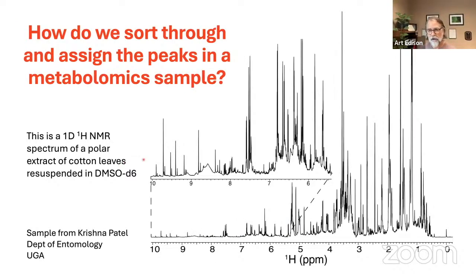you've seen this slide before in my introduction to NMR talk from day 2. This is a sample of cotton leaves that's resuspended in DMSO D6. You actually saw the SAND analysis of this same sample yesterday from Chris. We just illustrate this as a very complicated NMR spectrum where there's a lot of overlapping peaks, and asking the general question, how do we deal with all of this complexity?